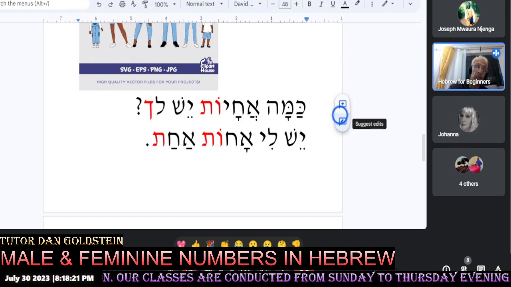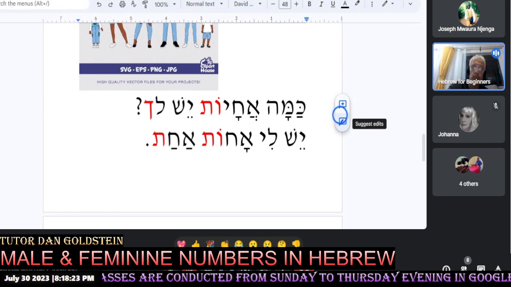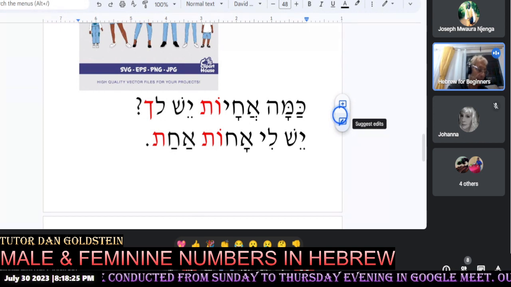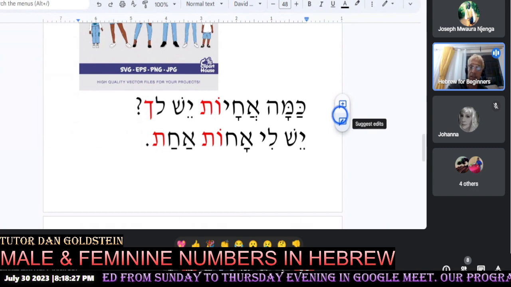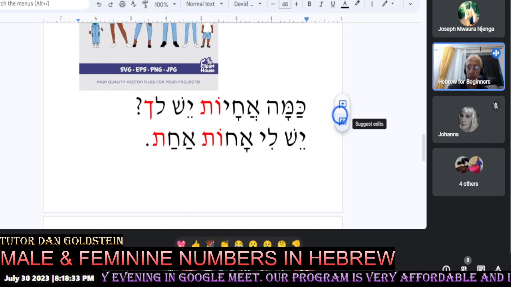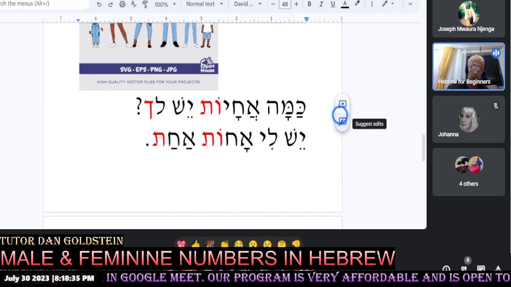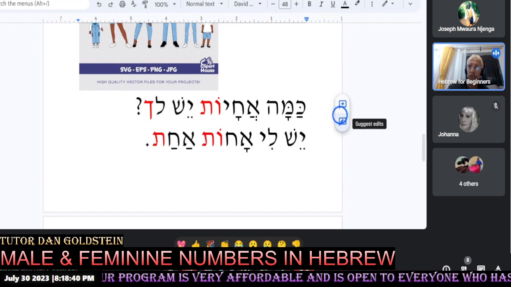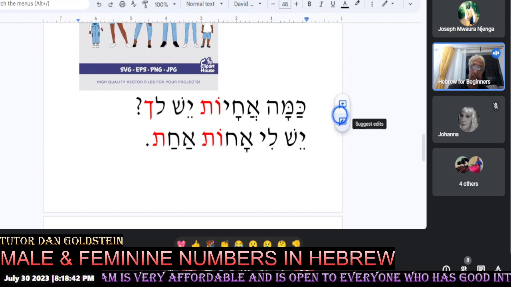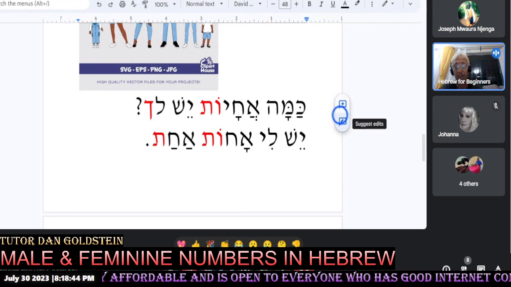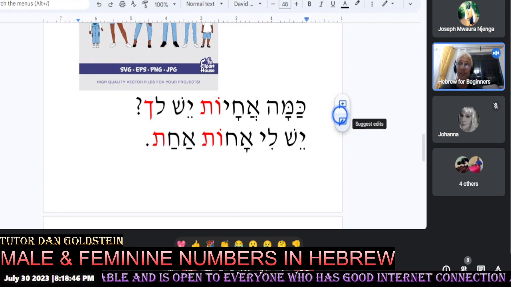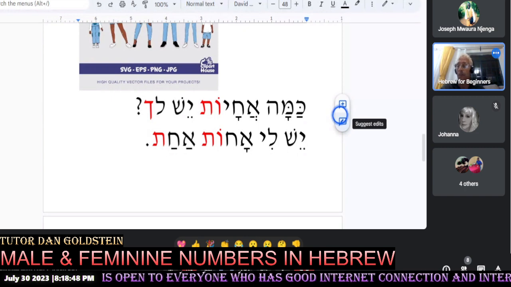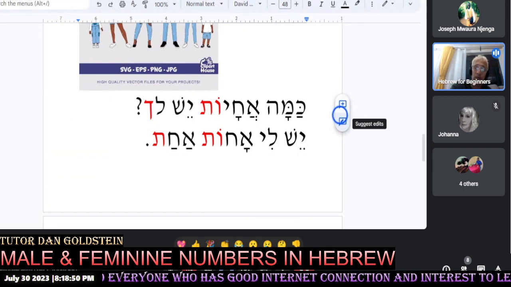And even in Hebrew, you will discover that many times the a sound is associated with the feminine also. But there are exceptions, like the numbers are exceptions. Chamisha is actually five masculine. Chamesh is the feminine, chamisha is the masculine. Lach is the feminine, lecha is the masculine. So there are some exceptions. But anyway, try it once more.